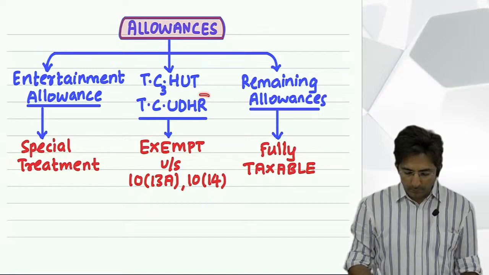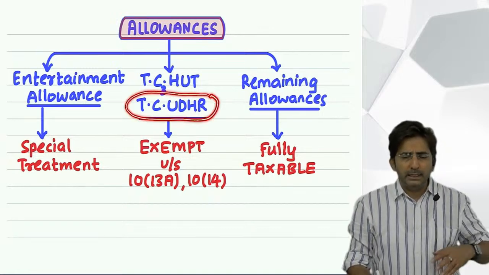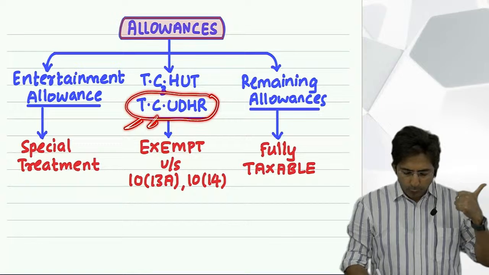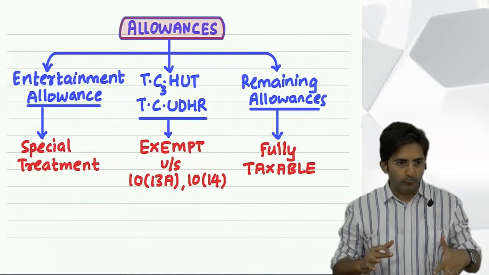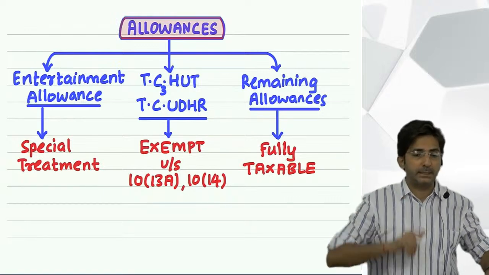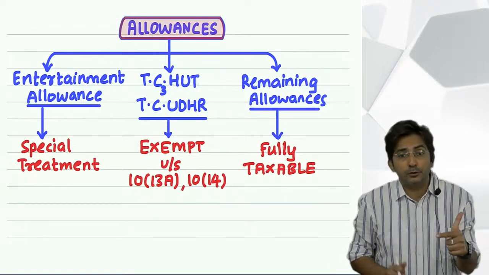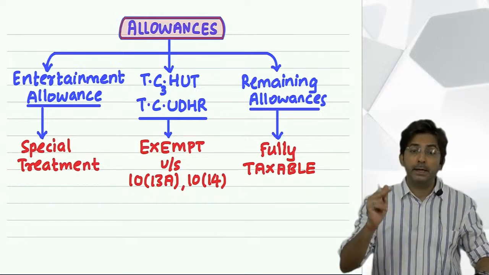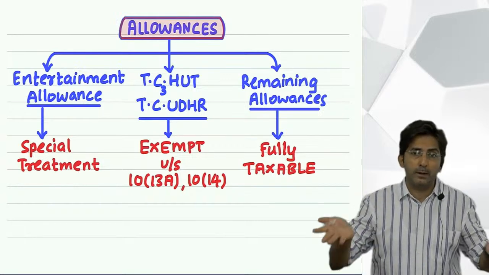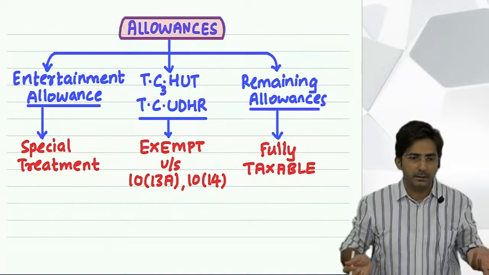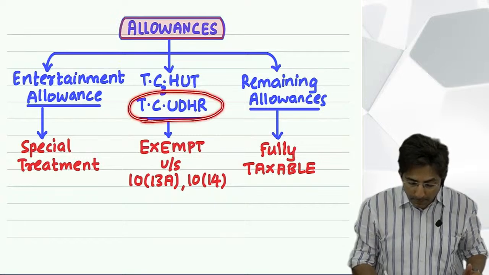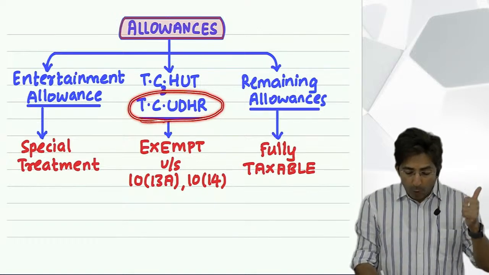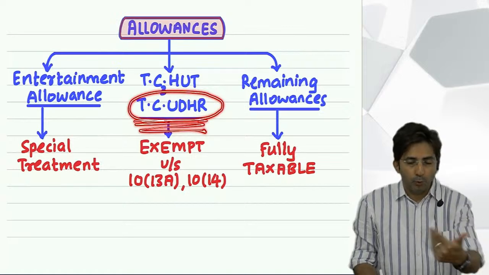Now in TC Udhar, you will find one common thing. All the allowances are given for office purpose. Whether it is T, C, U, D, H, R, I will tell you the full form, but these are all allowances given for some office expense. Like children education allowance was not for office expense. Children are your personal children. They were personal in nature. House rent allowance, that is your personal expenditure. You have to stay in the house, you have to pay the rent, so personal expenditure. But right now the allowances which are going to come up in TC Udhar are all allowances for office purpose. And since the nature of all the allowances in TC Udhar is same, the rule is also same.